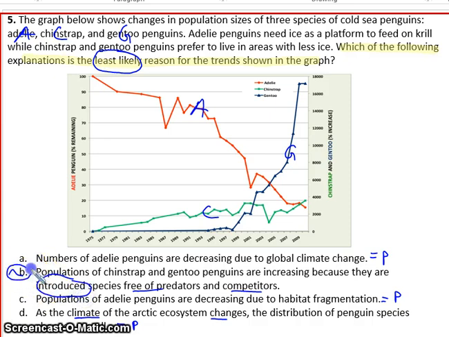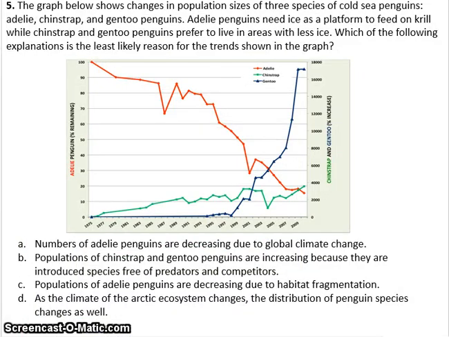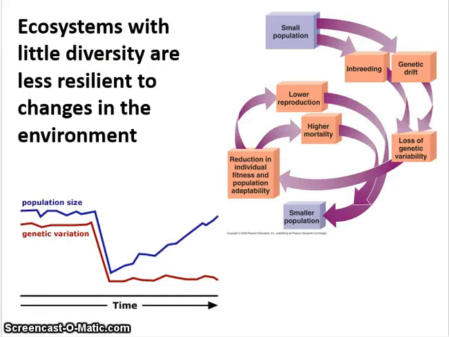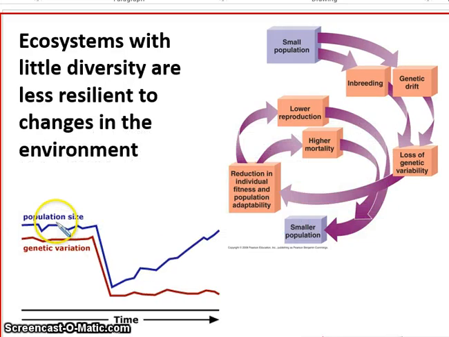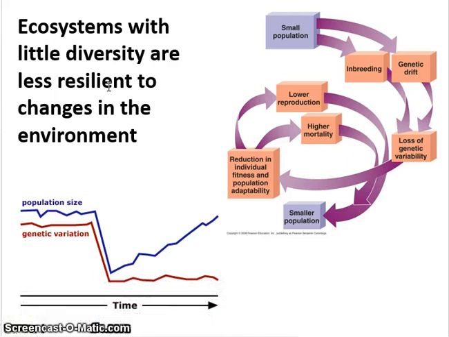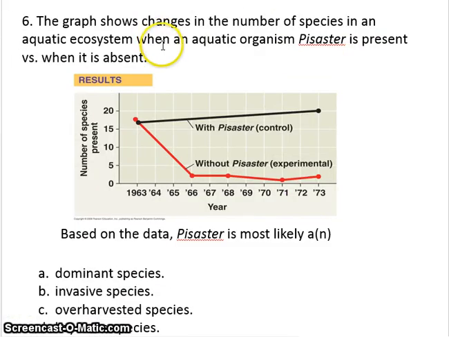So this was a challenging one, but I'm going to say B is the most unlikely reason in this case. Guys, what are we supposed to remember here? Keep in mind that the population size can change at a more rapid rate than genetic variation can increase. That's what this is just trying to show us. Ecosystems with little diversity are less resistant to change, and that's going to be super important to remember for the AP exam. Let's look at number 6.